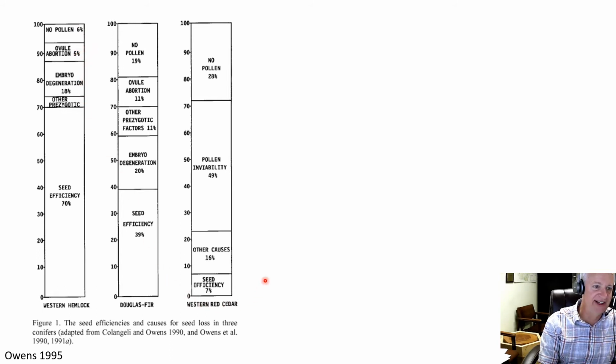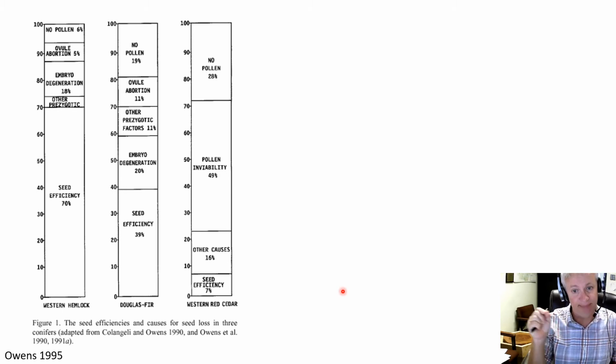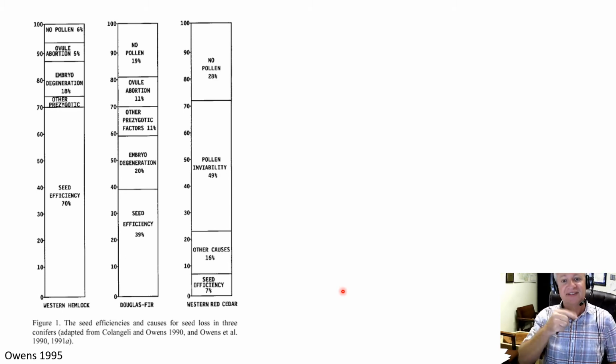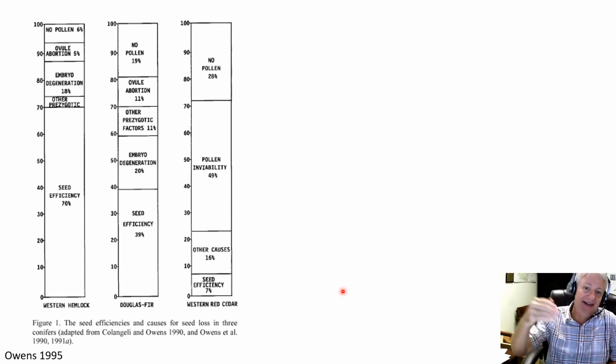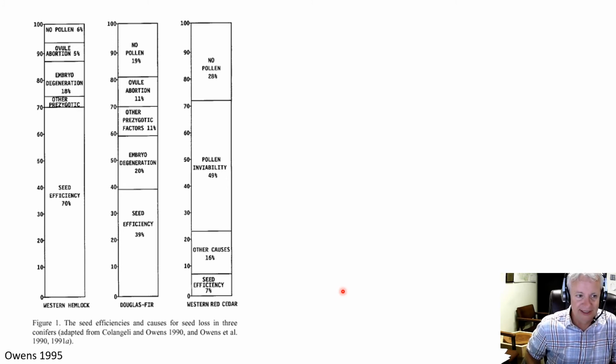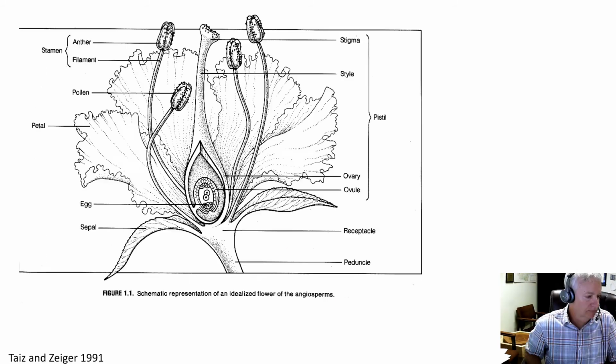But you can see, for instance, in western red cedar, only 7% of the seed produced were viable, and there were various reasons that the seed were not viable. So the take home here is that reproduction is a multi-step process, and things can go wrong in any of those steps along the way and prevent a viable seed from being produced. So that's the take home there.